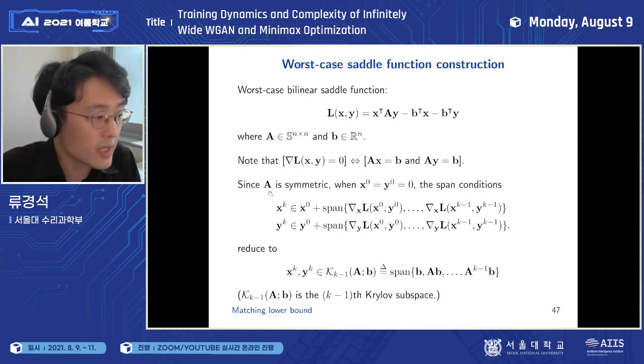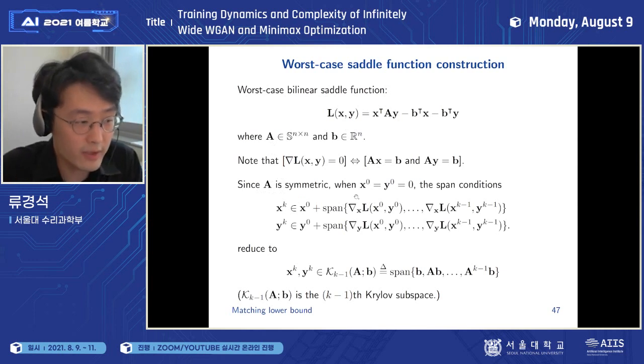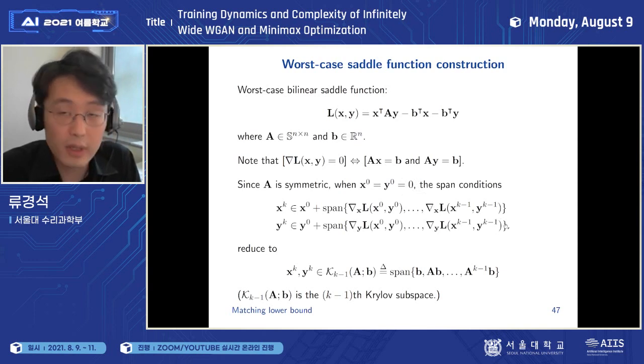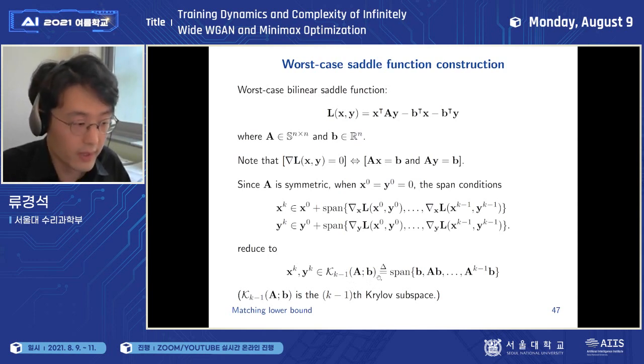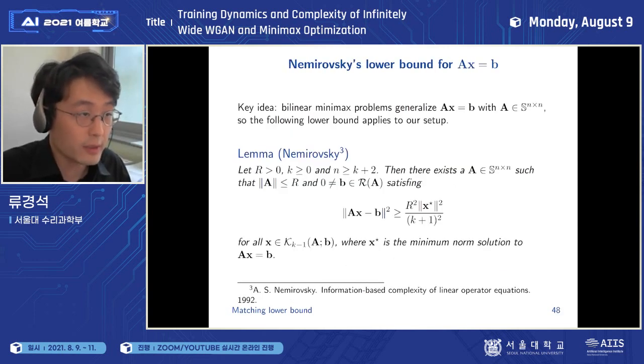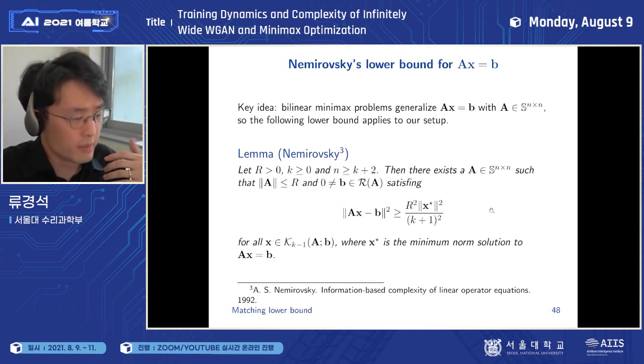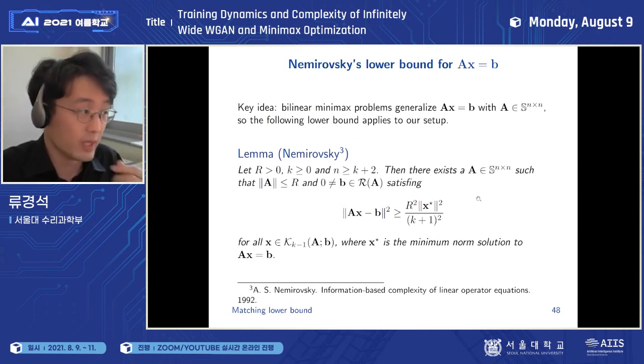Since the matrix A is symmetric, and since we're allowed, without loss of generality, to translate the problem so that we start at point 0, the span conditions that we imposed on the gradient-based algorithm reduce to this: the xk and the yk iterates belong to the (k-1)th Krylov subspace defined by the matrix A and the vector B. The idea of Krylov subspaces and the computational complexity related to them is a well-studied subject in linear algebra, and in particular, the analysis relies heavily on the use of matrix polynomials.